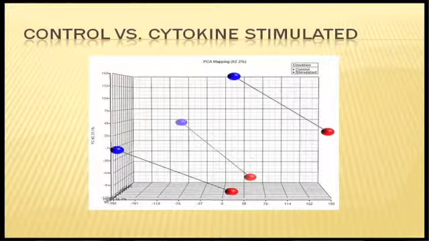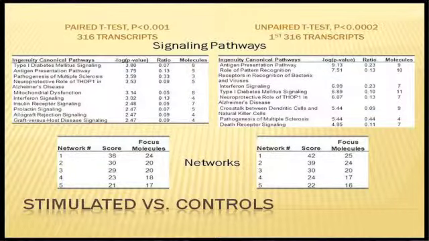In the paired, I'm saying, is this distance different, right? So overall means versus the difference in the two conditions. So I did both. I actually did both. So on the left side, here's my paired t-test, and at a p-value of less than 0.001, I get 316 transcripts, okay?